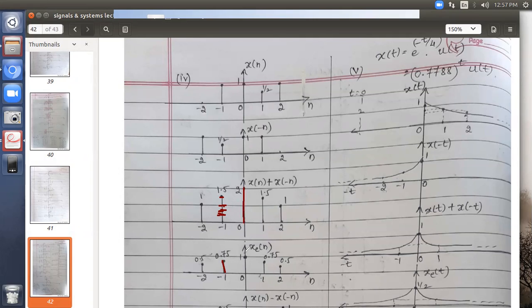This is 2, 2 by 2 will become 1. 1.5 divided by 2 is 0.75. 1 by 2 is 0.5. This is the even component. Now let's go for the odd component.